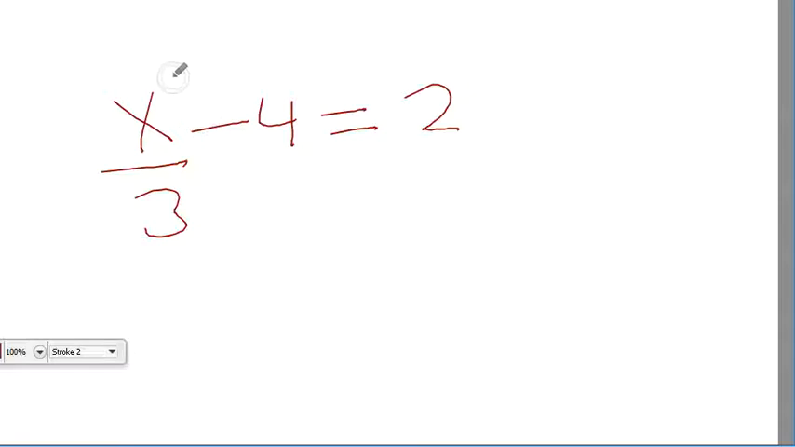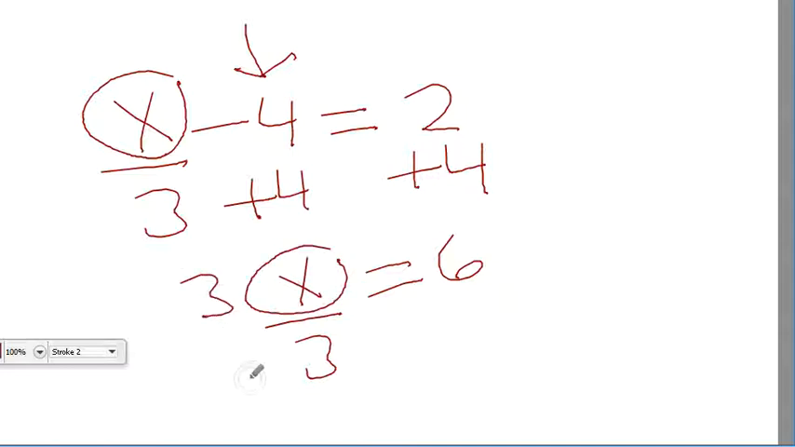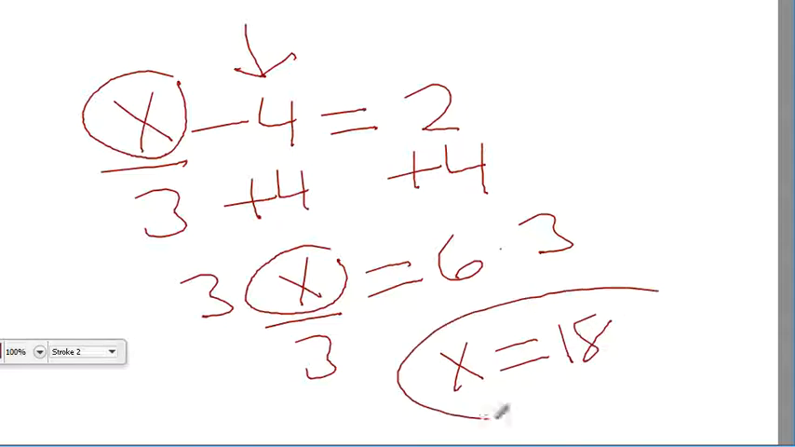Okay, so x divided by 3 minus 4 equals 2. Our very first step in solving this equation for the x is to get rid of the subtract 4 by doing an addition of 4 on both sides. So x divided by 3 equals 6. And then to get rid of the divided by 3 so that we're left with just an x, we have to multiply by 3, which we do on both sides. So that leaves us with x equals 18. So that is our solution.